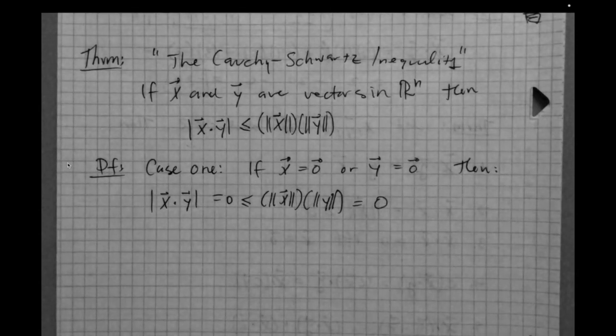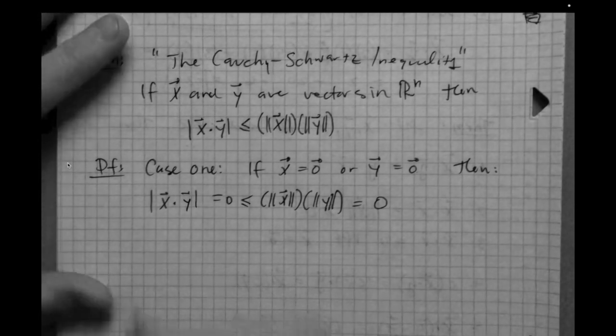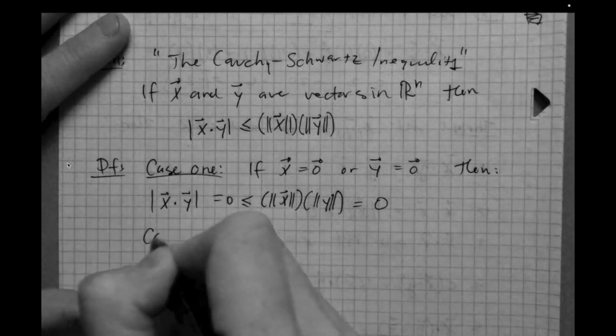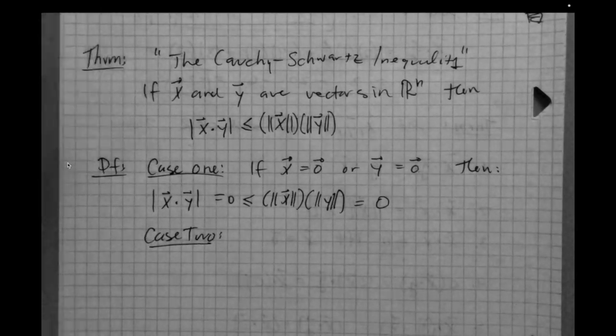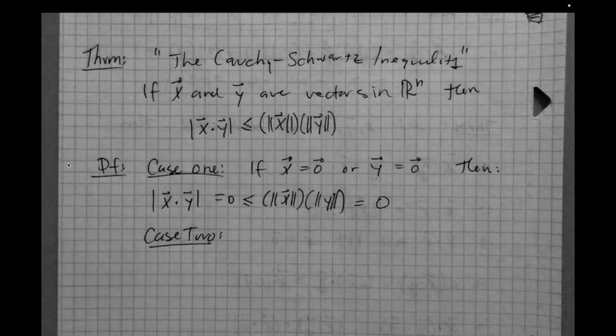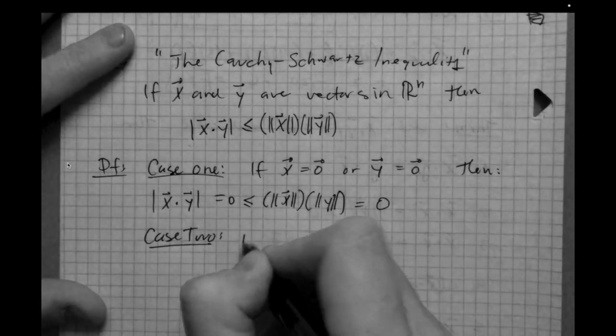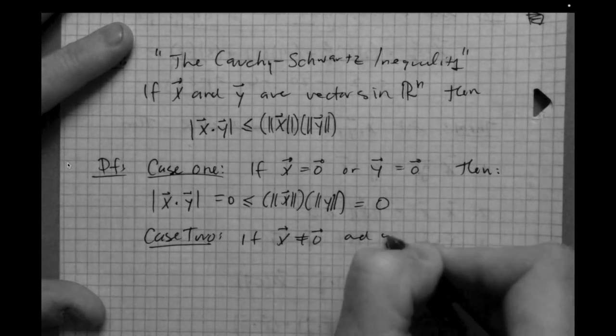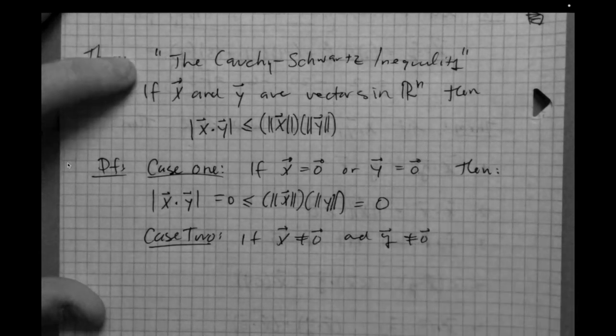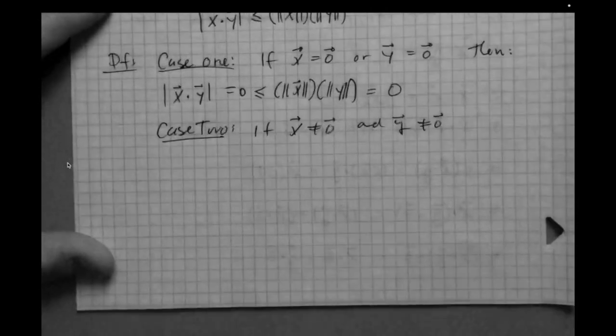Okay, so case 1 is sort of the trivial case where at least one of the two vectors is 0. Okay, so that one holds up. Okay, so that's case 1. Case 2 then, assume x and y are not the 0 vector. Okay, so neither of them are the 0 vector.